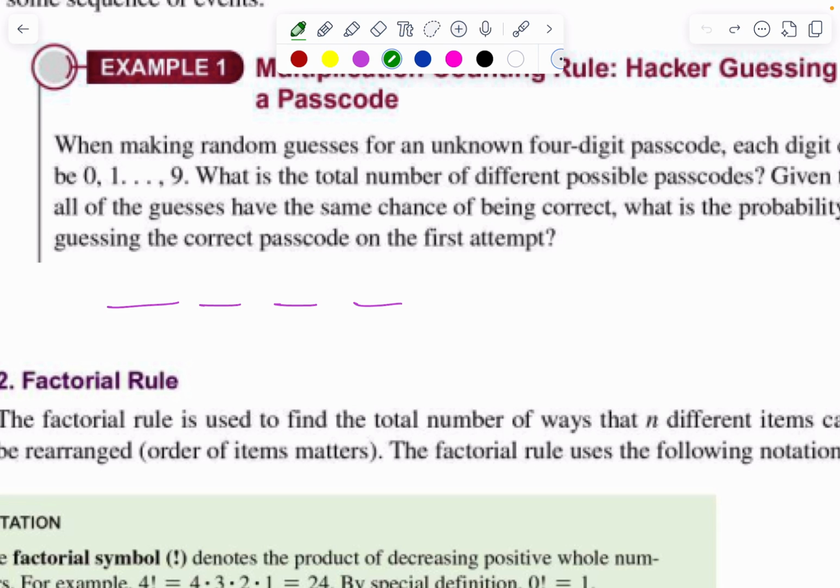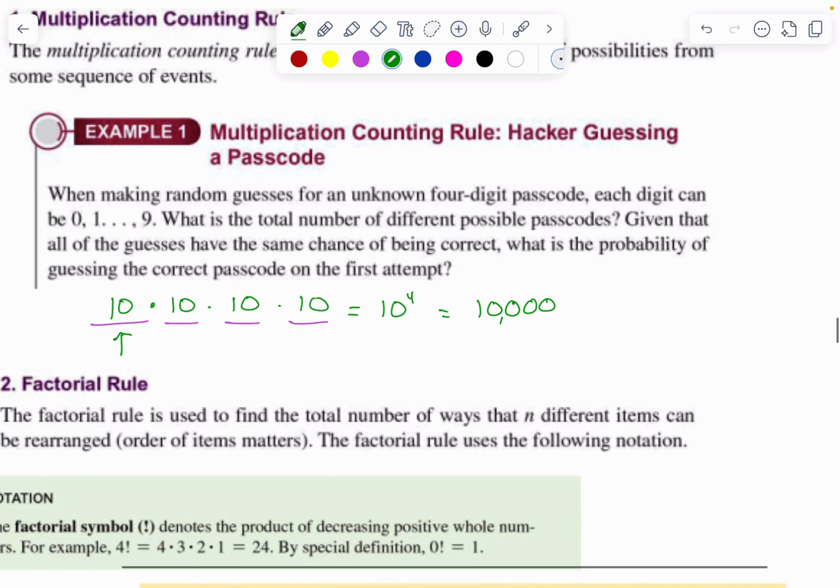Now I have to decide how many numbers could go in that first spot. 10 including 0. So 0 and then 1 through 9, that's 10 different numbers. So 10 numbers could go in this spot, right? How many numbers could go in the second spot? 10. And 10. And 10. So you could take 10 times itself 4 times. You could go 10 to the 4th power, which is 1 with how many zeros? 4 zeros, right? 10 to the 4th power is 1 with 4 zeros. So there is 10,000.